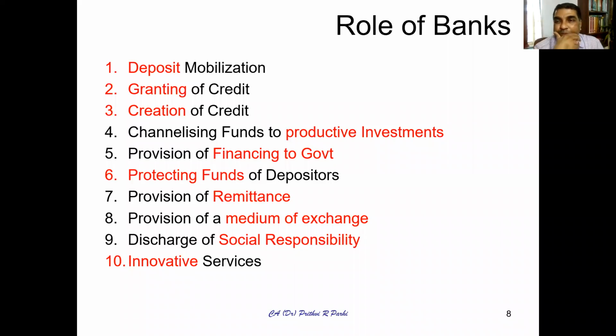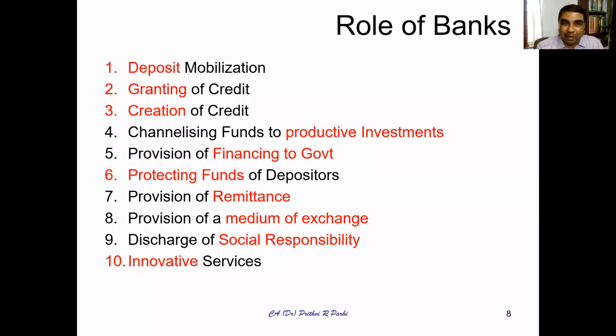This is how the banking system mobilizes deposits. And depending upon the need of the people, various forms of deposits are available. We'll be learning about the types of banking products. Various forms of deposit: maybe a recurring deposit, maybe a current deposit, maybe a savings bank account, a simple savings bank account. Maybe it's a flexi deposit account.